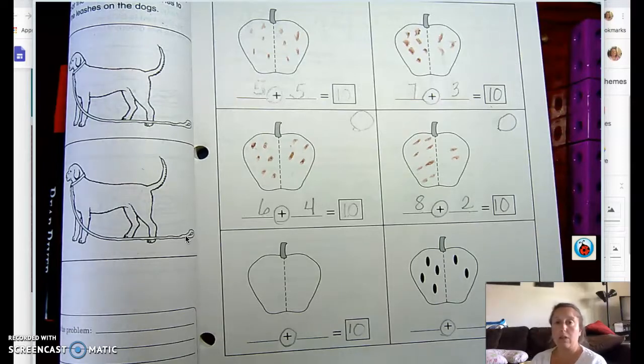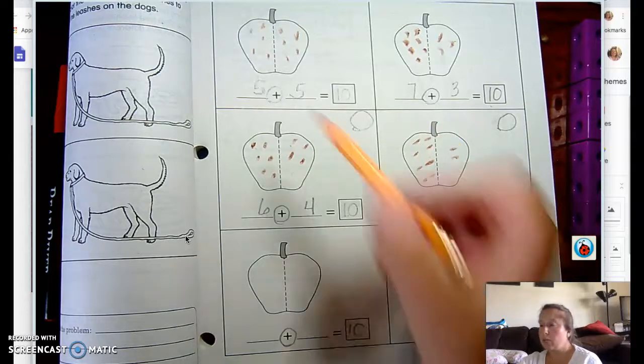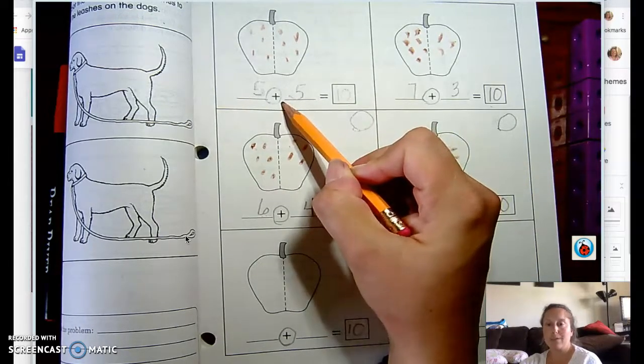Or even 7. We have 7 and 3 up here. We could have done 3 and 7. Can we do 5 and 5 and 5 and 5? No, that's the same. Okay.